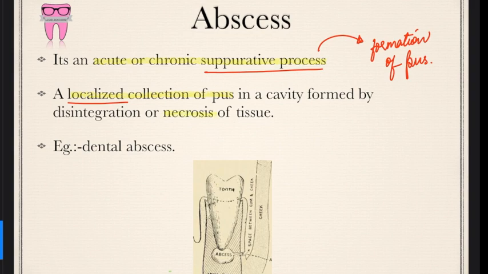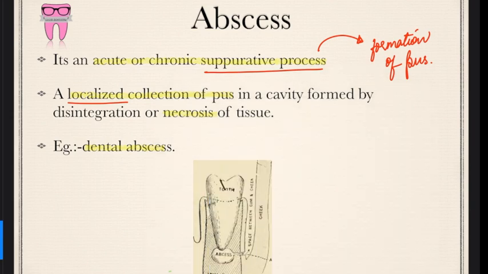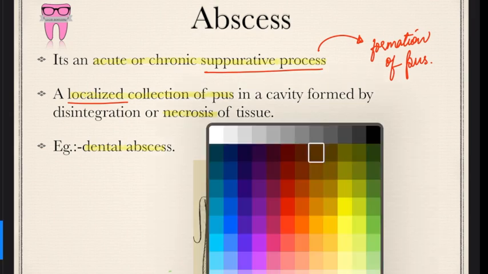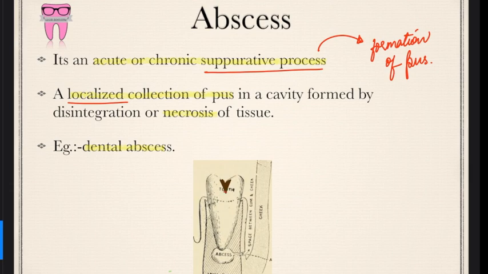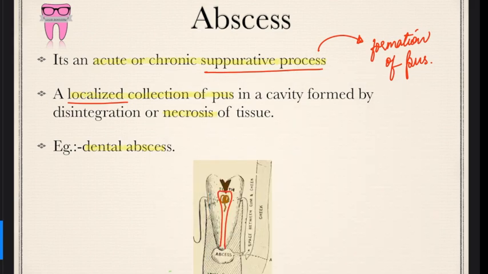Example is dental abscess. As you can see in this picture, this is a tooth which might get decayed, resulting in pulp involvement. This is an abscess or pus-filled cavity.